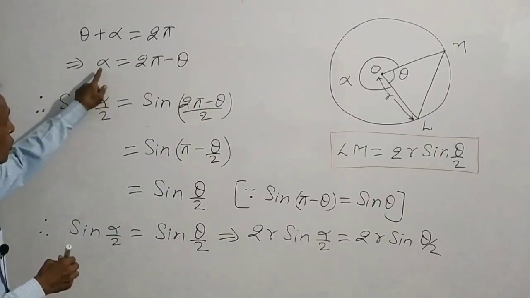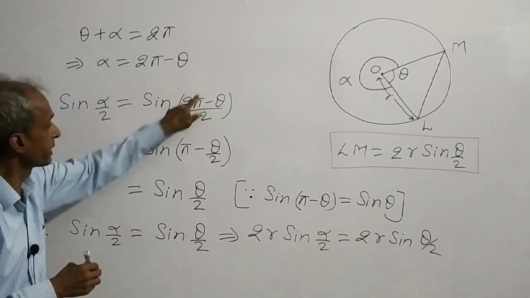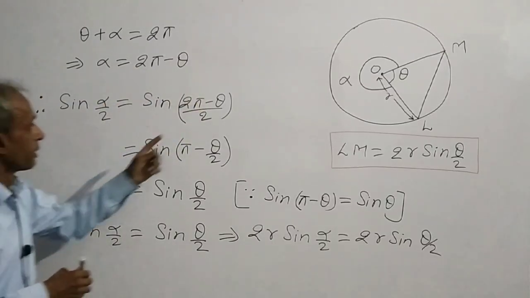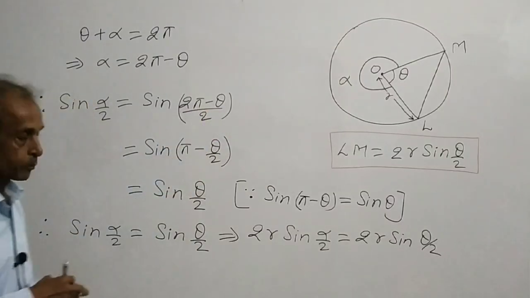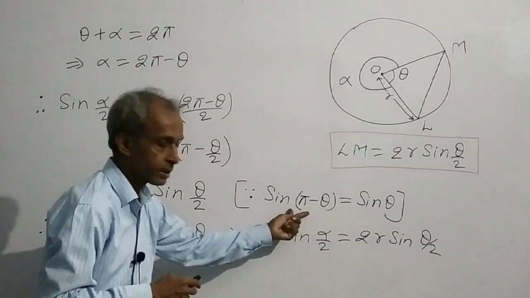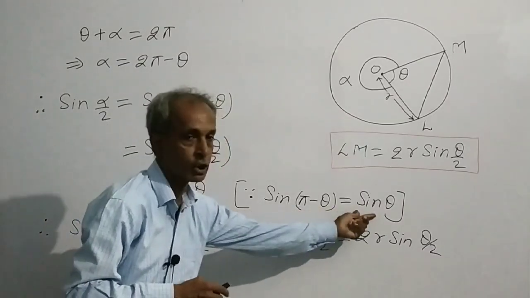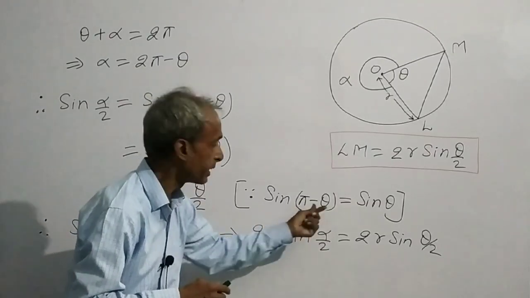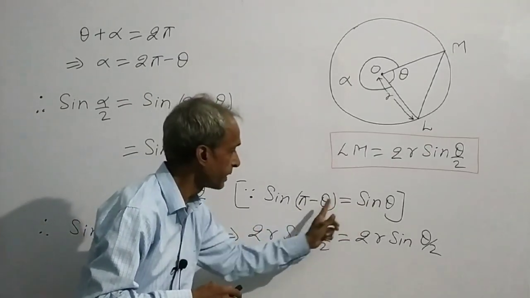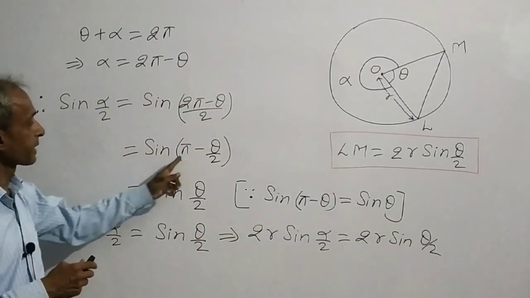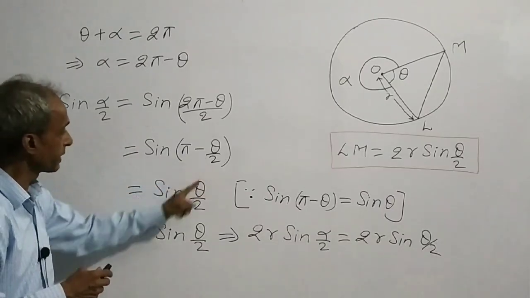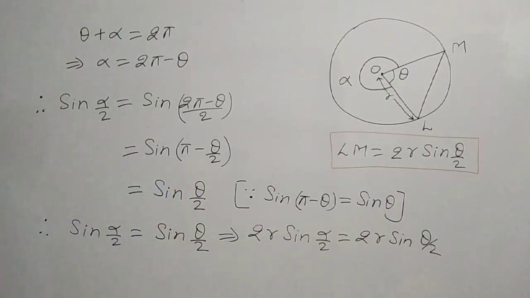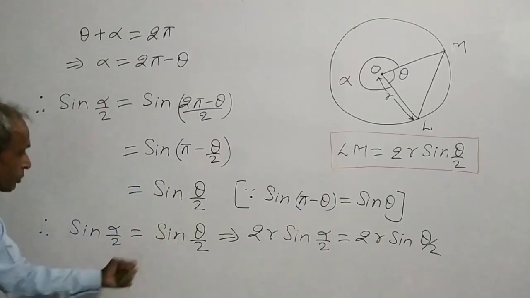Put alpha is equal to this. When we divide 2 pi and theta both by 2, we get this. And this is a formula in 11th class trigonometry, that sin of pi minus any angle is equal to sin of this angle. Here is sin of pi minus some angle, therefore this will be equal to sin of this angle. That means sin alpha by 2 is equal to sin theta by 2.